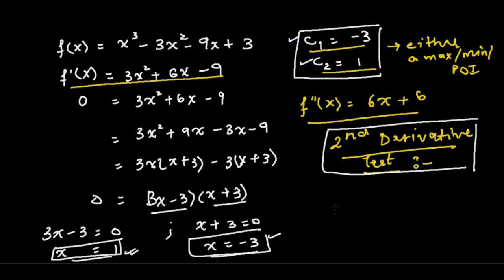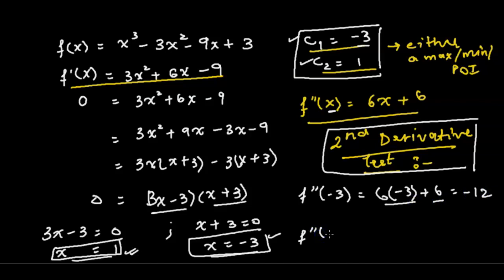How it works is, we just use the second derivative equation to sub in the critical number values in there. This gives us a negative 18 plus 6, which is a negative 12. And when we sub in the second derivative the other critical number, that is 1, we get 6 times 1 is 6 plus 6 is a positive 12.